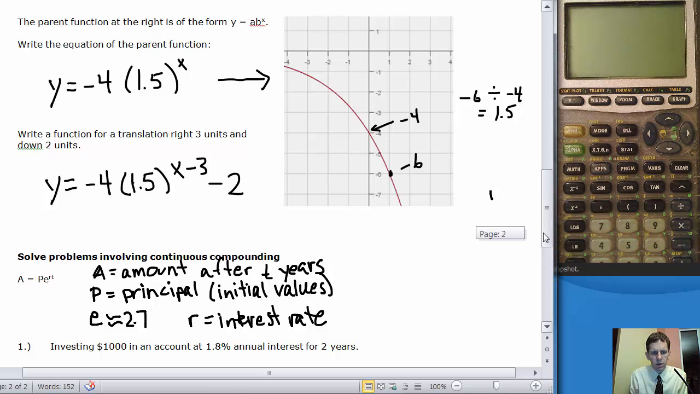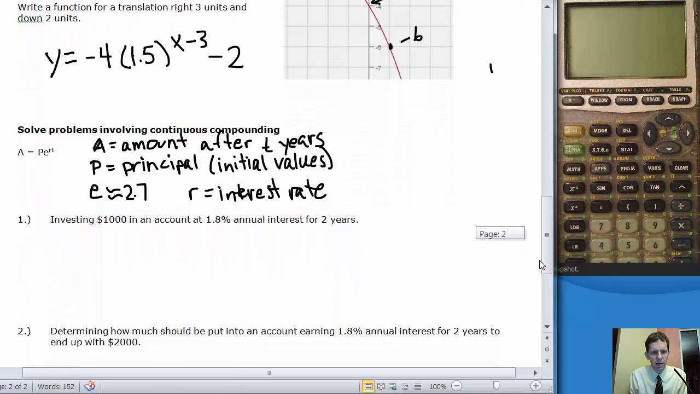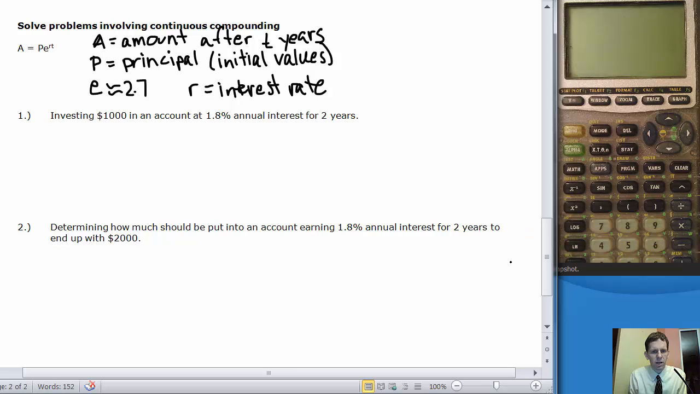So let's look at this question: investing $1,000 in an account at a 1.8% interest rate for 2 years. Let's assume continuous compounding. We're going to use the formula A equals Pe to the rt power. And in this case, the initial amount that we're starting off with is $1,000. That's our P value. Lowercase e is about 2.7. We just leave it like this. Our interest rate is 0.018. 2 years is our time period.